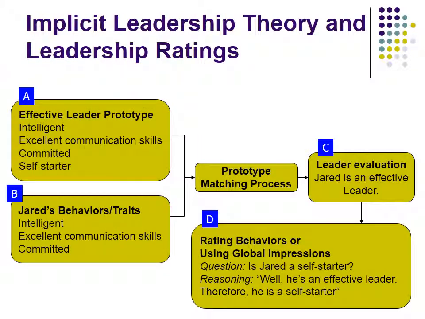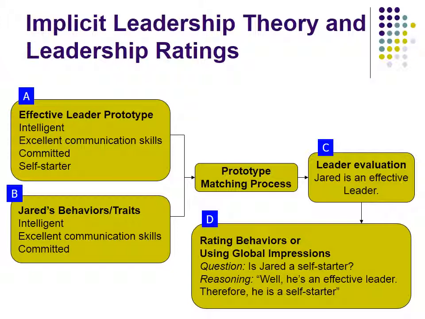Implicit leadership theory and leadership ratings are basically presented by this following model. We start with A, an effective leader prototype. The subordinates decide, this is what I think a leader is. In this case, I've listed intelligent, excellent communication skills, committed, and a self-starter. So that is the perception of the subordinates of what they think a leader is.